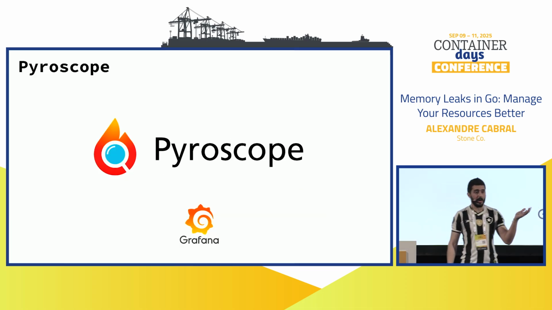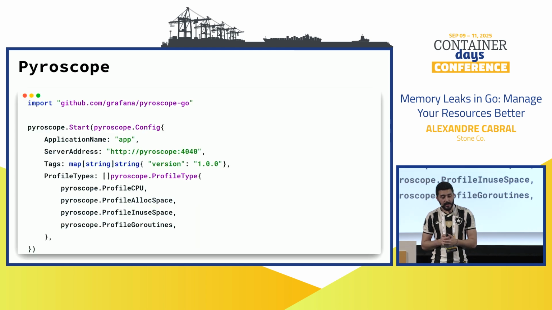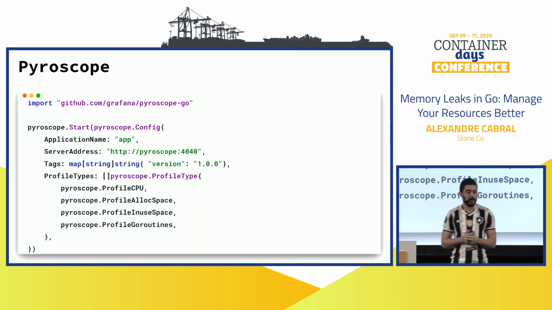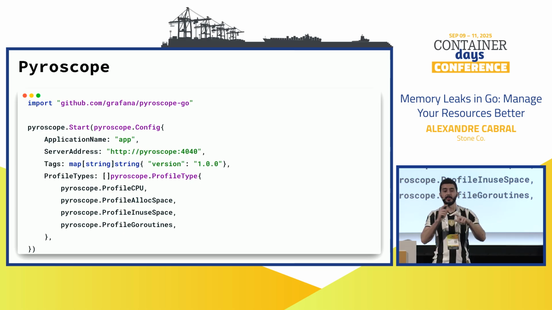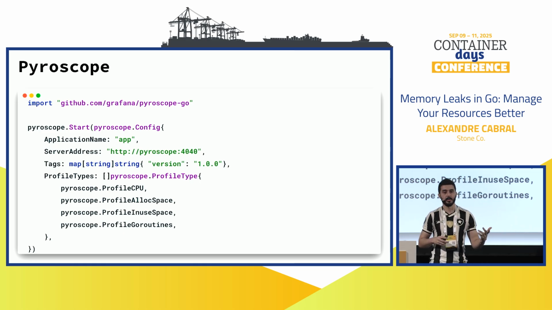And I'll show you an example of how easy it is with Pyroscope, because it's a free open source tool that you can run inside your infra. And with Golang, it's pretty simple. You just have to import this package, Pyroscope Go, and you start it. Then you pass the name of the application, the address of Pyroscope, and the tags. Tags will help you filter what you want inside the Pyroscope dashboards, so you can compare versions easily. And also, you can choose what kind of profile you want to collect.